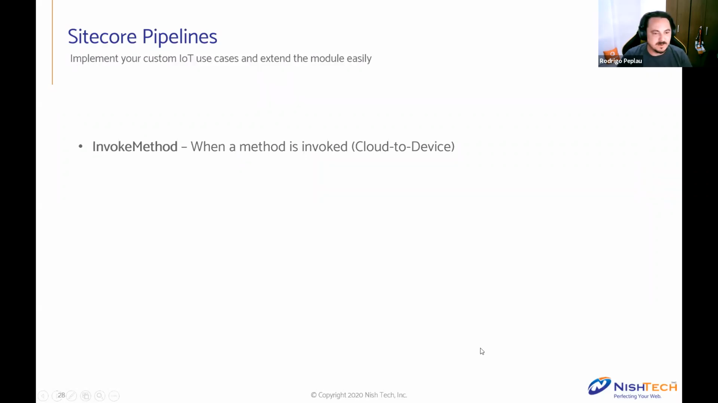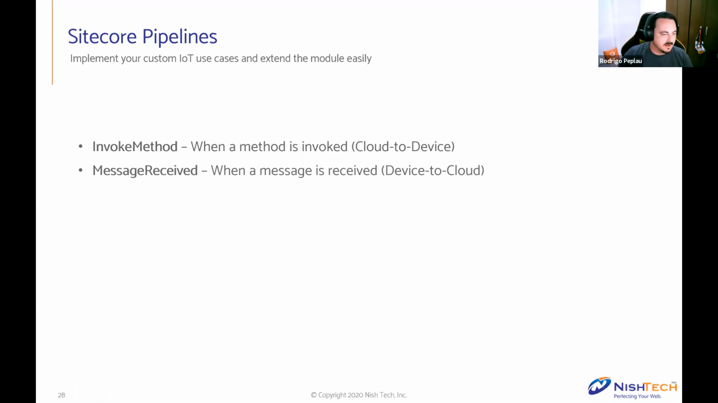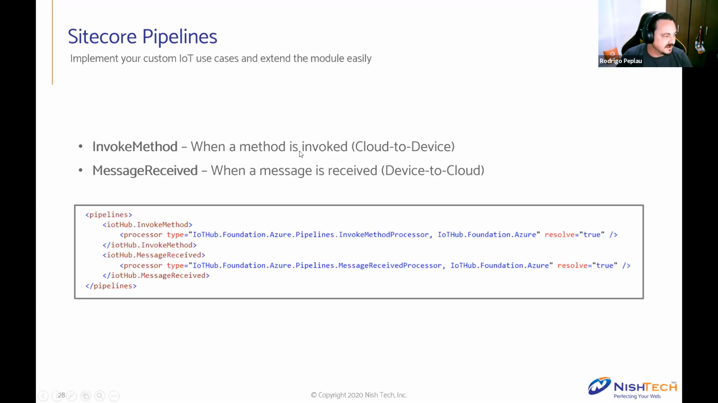We have a couple of pipelines implemented. So I have the invoke method pipeline and the message receive pipeline, for when Sitecore is calling a method in the IoT, or when Sitecore is receiving the call from the device. And you can extend that, of course, with configuration files. Absolutely. So with that, you can extend and even change the way that the module works easily.